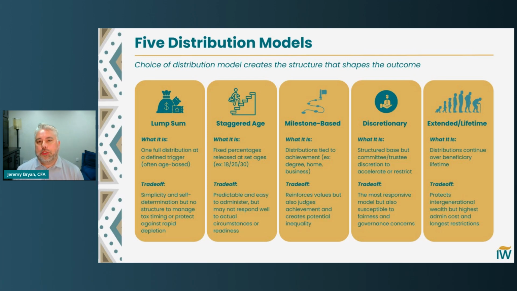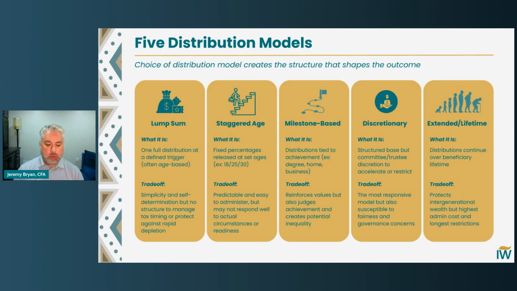So the five distribution models, here's where I'm going to spend most of our time. I wanted to talk about these, and really, again, I want to start with the thought process that none of these are the perfect one. There is no such thing. It really is a choice from the nation: what aligns best with us, and what is the structure that is going to shape the outcomes that we want to have? So let's start on the left-hand side.